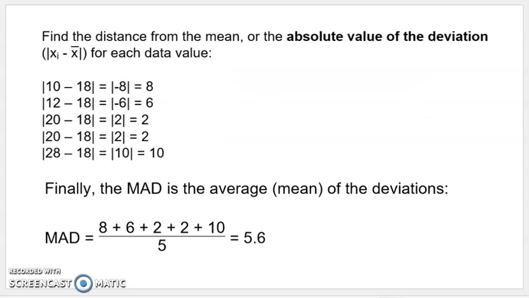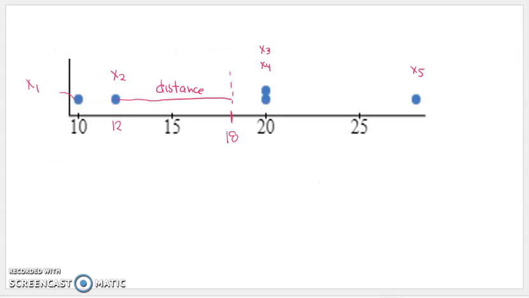All right, so here's how you calculate that. The distance from the mean is calculated by something called the absolute value of the deviation. The deviation is the distance, but that distance could be positive or negative. A deviation being the data value minus the mean. So let's go back to this. I can say this distance for this data value of 12, for x2, is x2 minus the mean. But notice what happens there. x2 minus the mean is 12 minus 18, which equals -6.